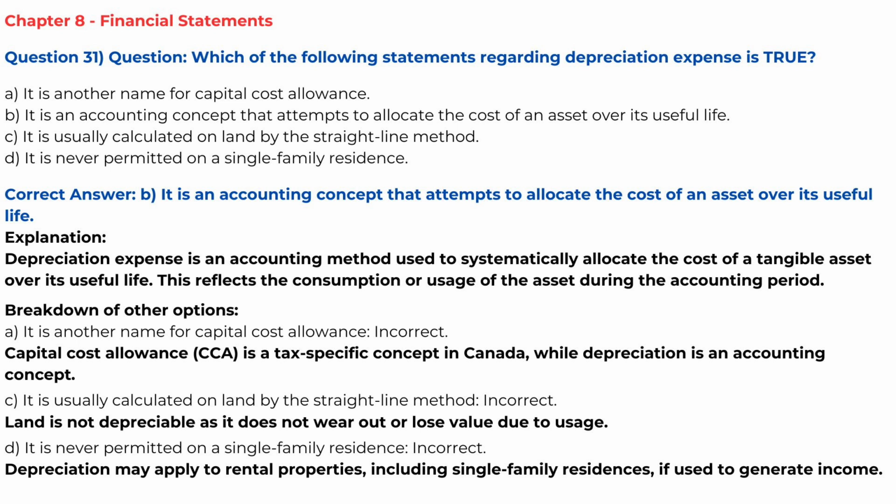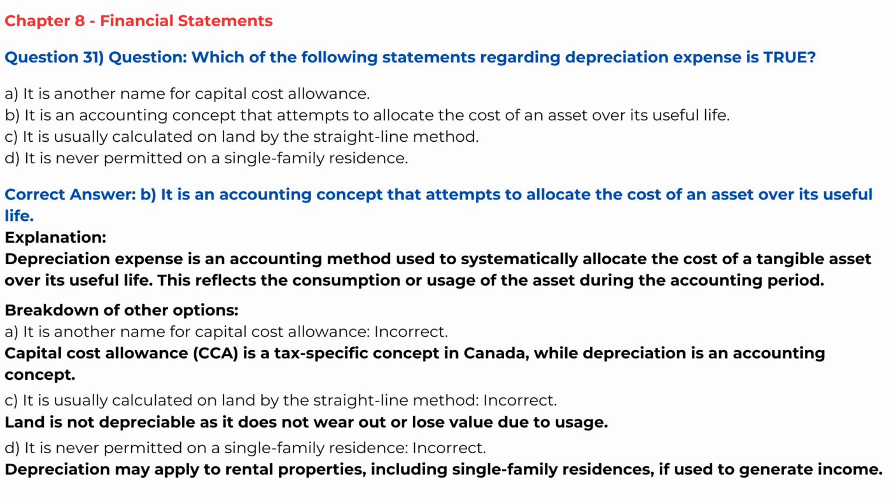Question 31. Which of the following statements regarding depreciation expense is true? Correct answer. B. It is an accounting concept that attempts to allocate the cost of an asset over its useful life. Explanation. Depreciation expense is an accounting method used to systematically allocate the cost of a tangible asset over its useful life. This reflects the consumption or usage of the asset during the accounting period.